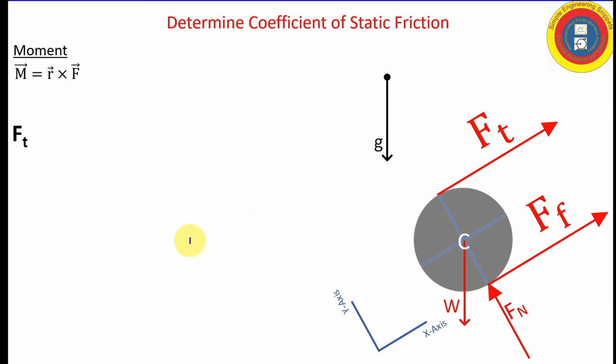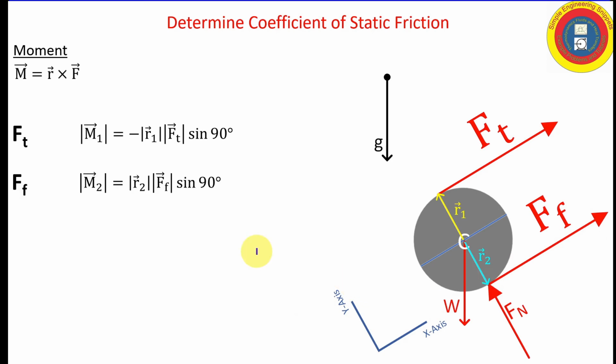Starting with the moment due to the force applied by the rope, F sub t, the first thing I want to do is identify the position vector, R1, from point C to the line of action. I choose to go to the point here because it makes 90 degrees with the force, and so it's going to be very convenient. And so we can write down our equation for our magnitude. Now let's do the same thing for force F, the frictional force. Again, identify our position vector and write down the definition.